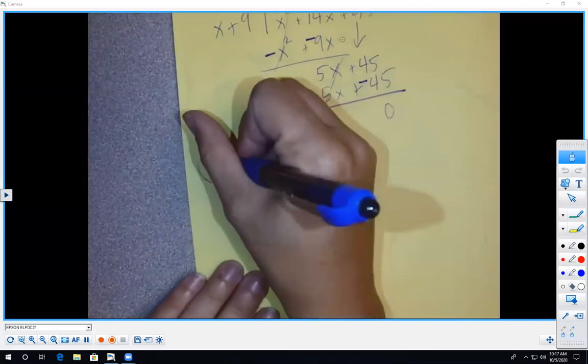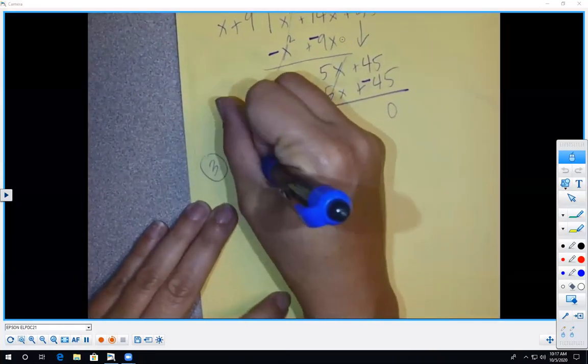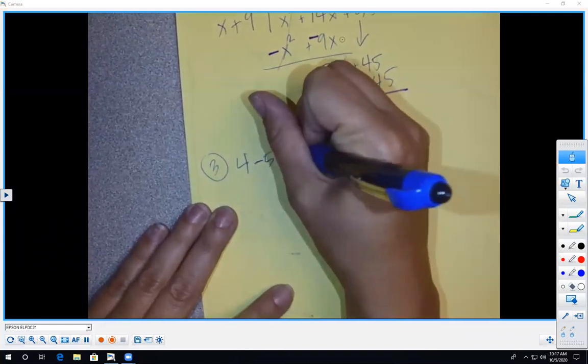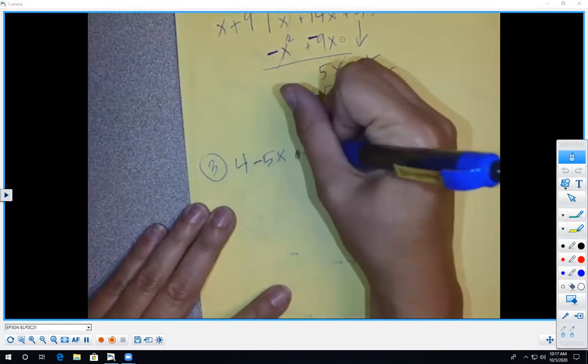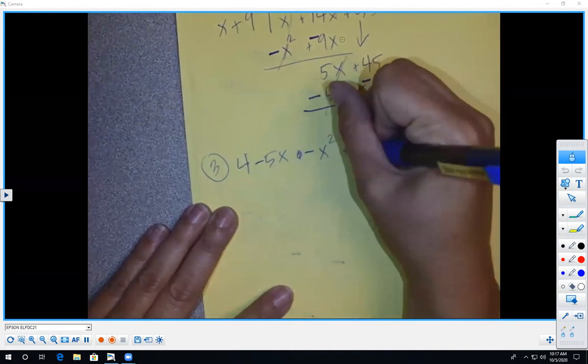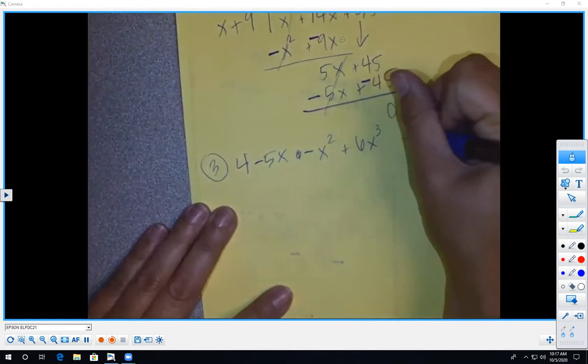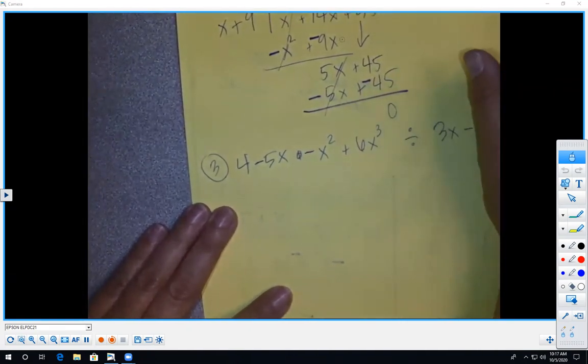So for this problem, this one's not in order. 4 minus 5x minus x squared plus 6x cubed. And this time we're going to divide it by 3x minus 2.